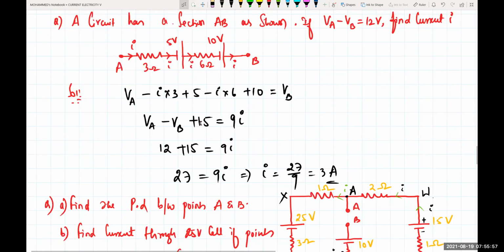So VA minus VB will be equal to 15 minus 9I. VA minus VB is 12, so 12 plus 9I is equal to 15, that is, 12 minus 15 equals minus 9I. So I is equal to 27 by 9, that will be equal to 3 amperes.